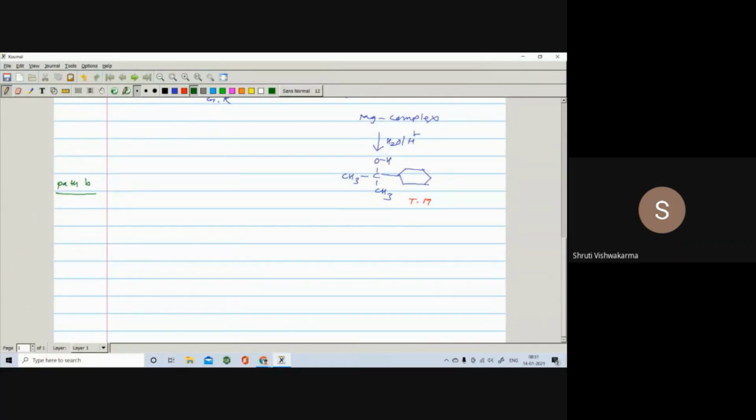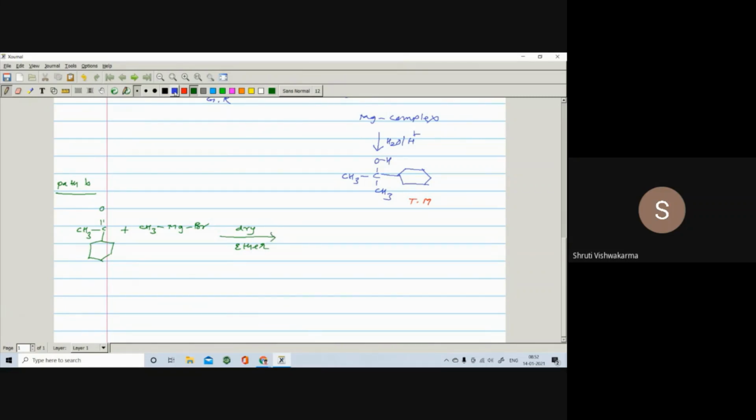So here is your CH3, C double bond O, and here is a cyclohexyl, plus it reacts with CH3MgBr. The reaction takes place in the presence of dry ether.